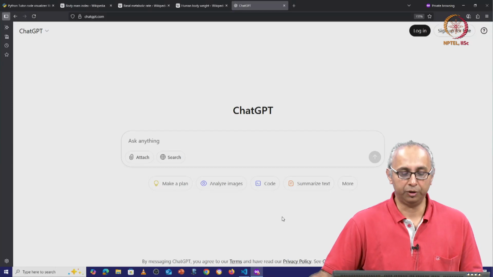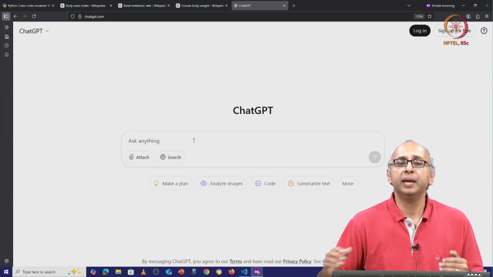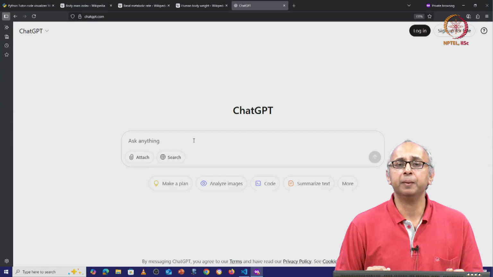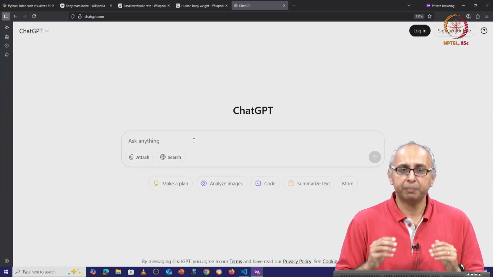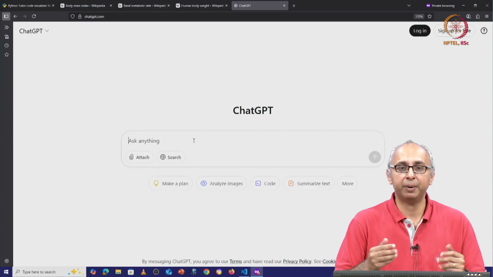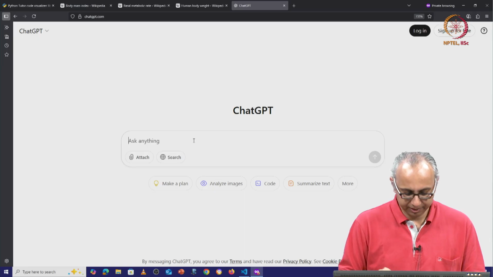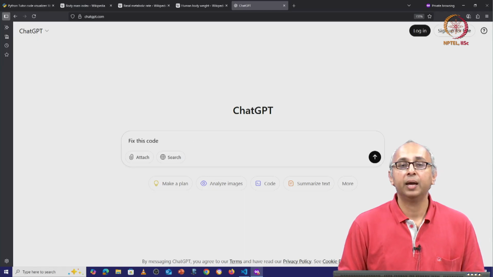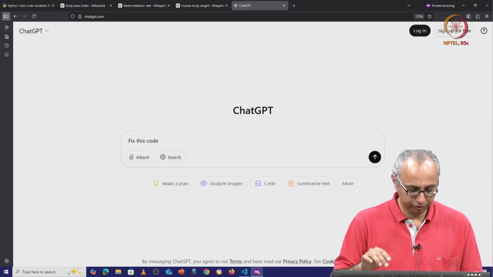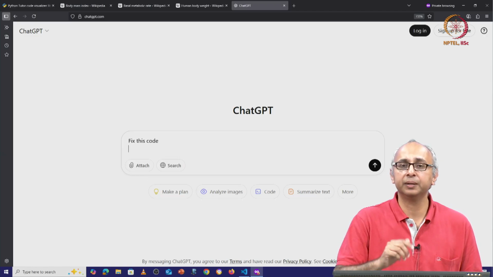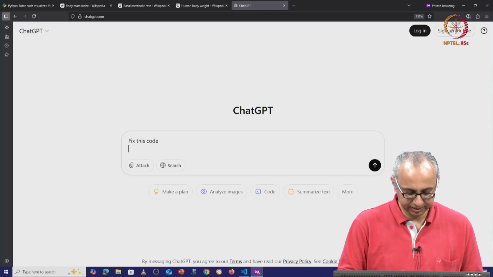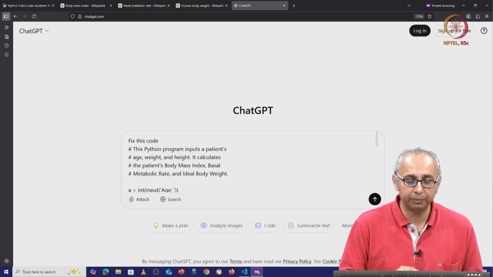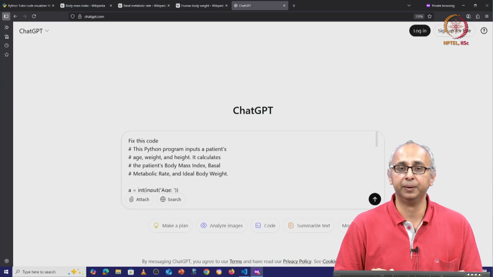So here I am on ChatGPT. I am going to copy paste my Python code here. But before I do that, let me prompt my generative AI. Let me ask it to fix this code. And then I'm going to press Shift Enter so that I can paste more things. And since I have already copied my Python code, I will simply paste it in here.